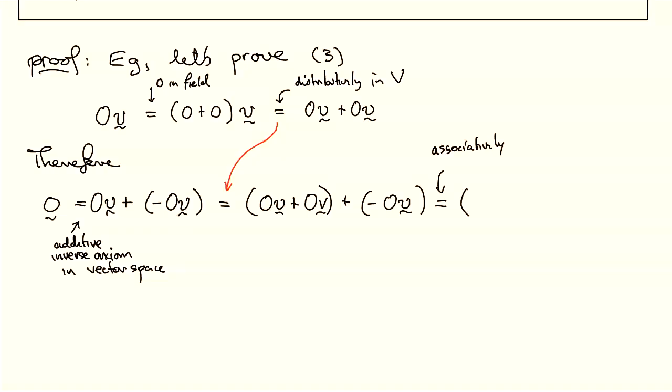To group them together differently. So 0v plus 0v plus the additive inverse of 0v. I have done something there. I've changed the way I'm grouping the addition. And then let's continue on down here perhaps. Now using the additive inverse.